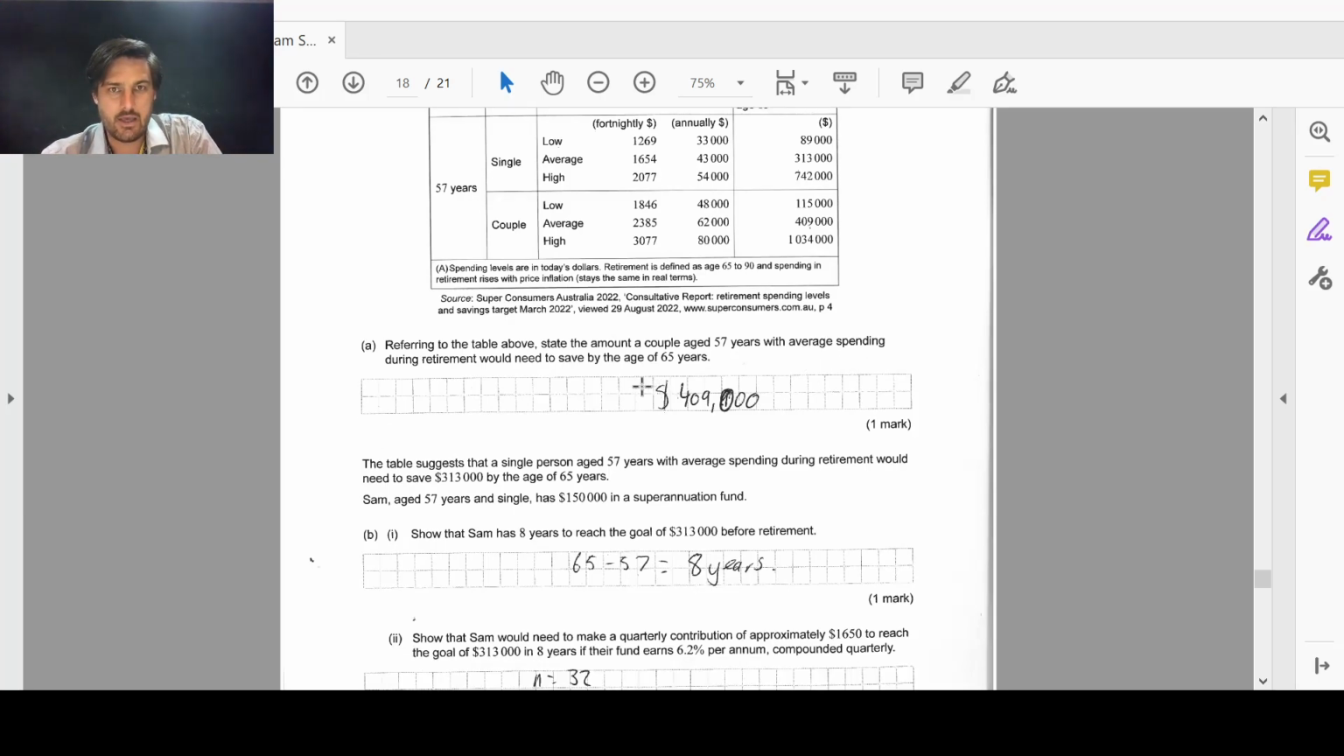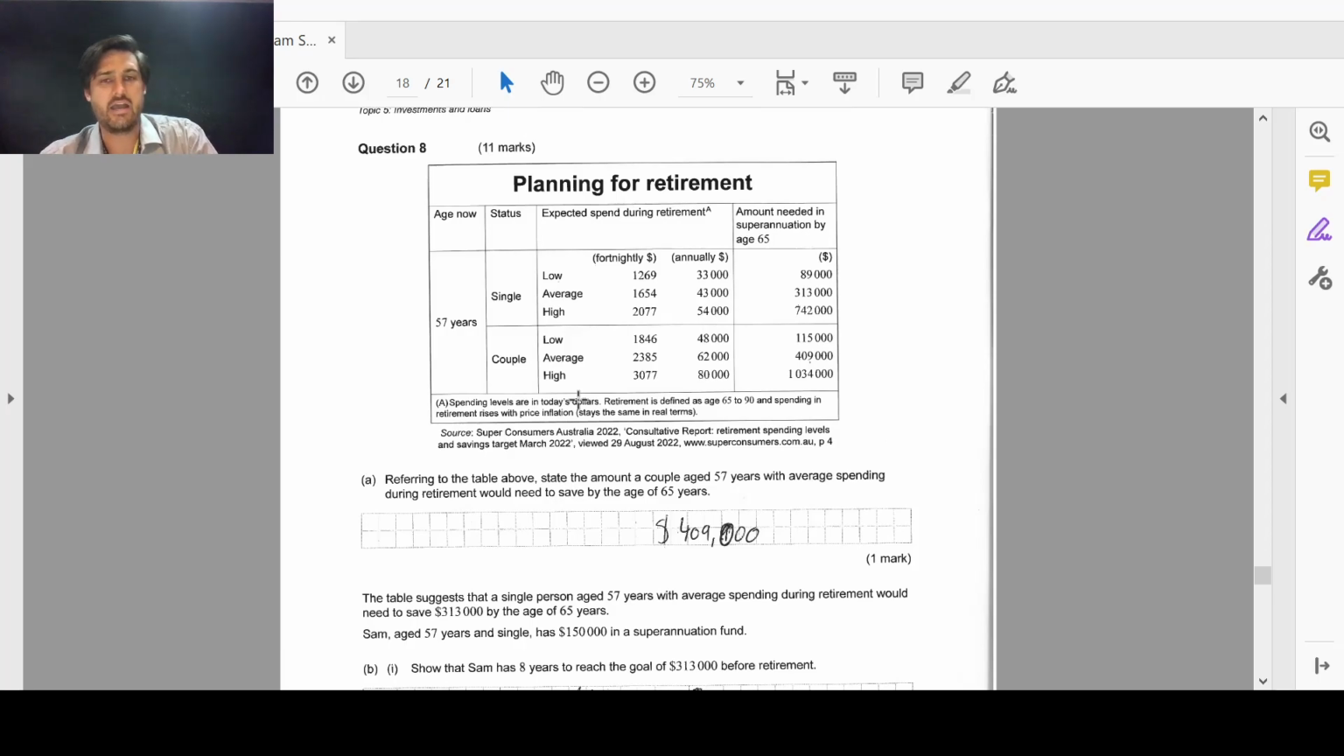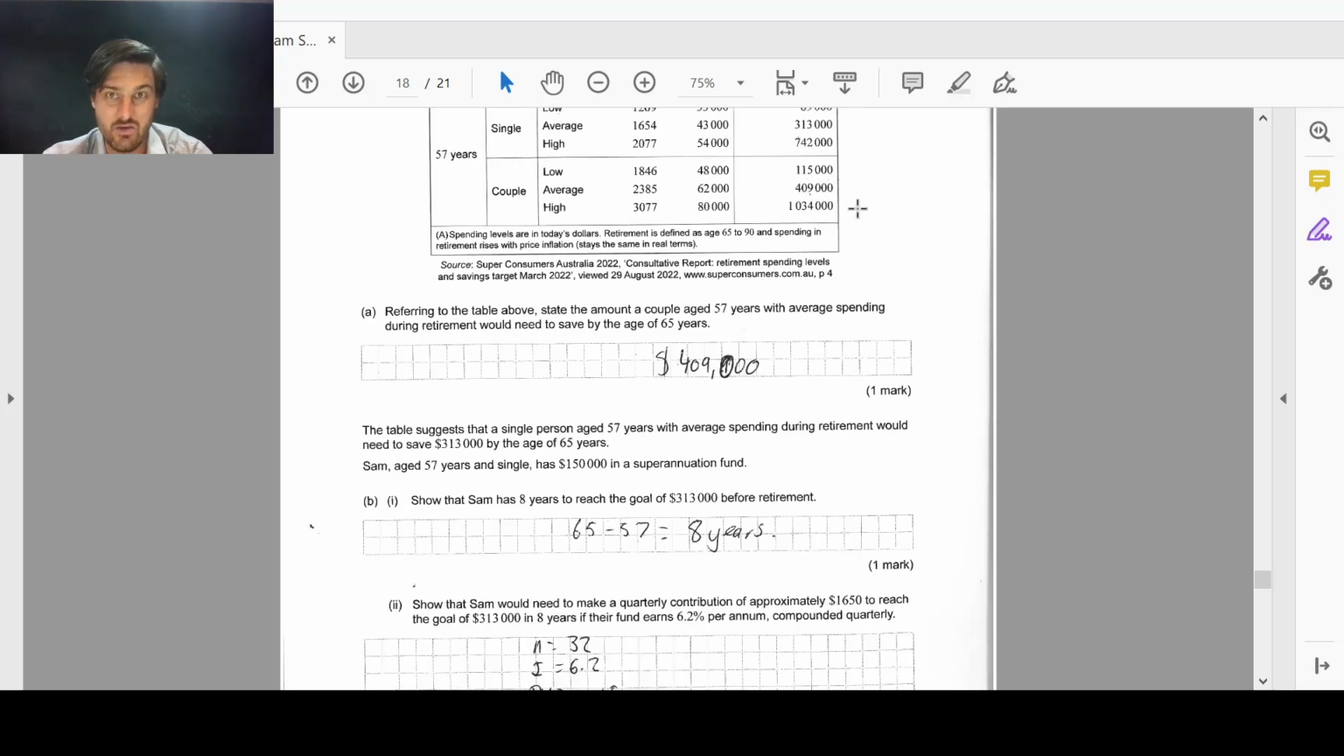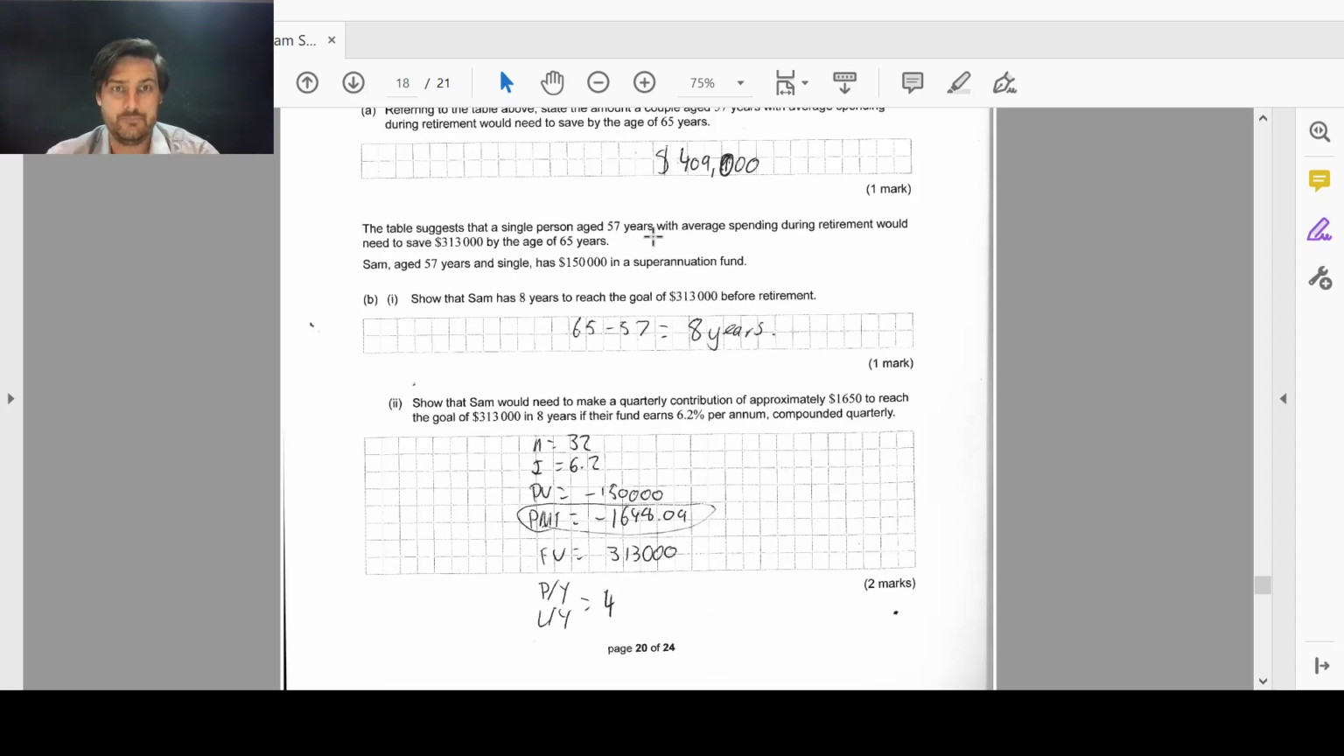Okay, so this one's just about reading off a table, which sounds simple but is not always as easy as that. Really, it's just finding, referring to the table, couple age 57 years, which is this here, with average spending. So average spending would need to save by the age of 65 years. So that is this one here. Really, it's just asking you to read off that table. Single person, age 57 years.